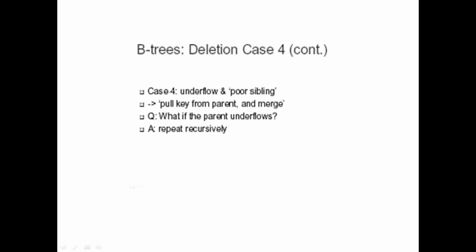So underflow and poor sibling: pull the key from the parent and merge. What if the parent underflows? Then again you have to repeat the same procedure recursively. Same procedure means what? Pull the key from the parent and merge.